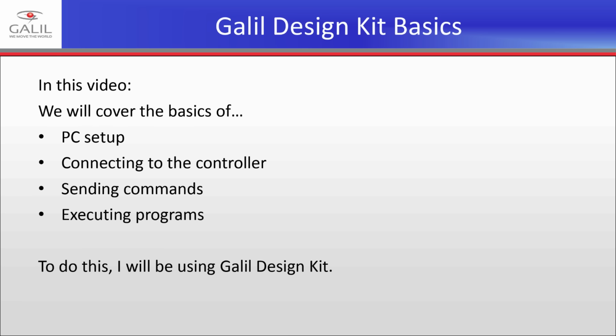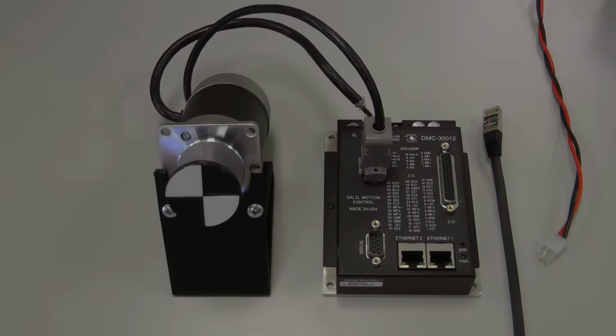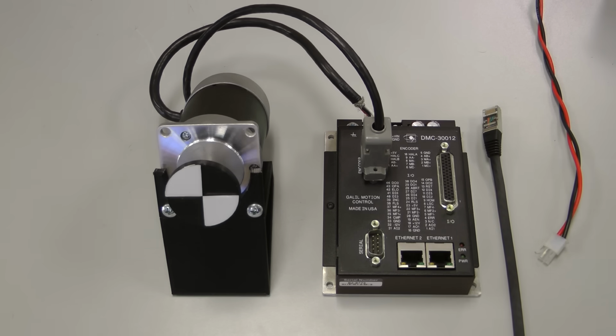In this video, I will be walking you through the first steps of getting a Galil Motion Controller up and running, starting with getting the controller powered on and connected to a PC. Then, we will send some commands to the controller in order to move a motor. And finally, we will download and run a simple program on the controller so that it can run on its own. The controller that I will be using to do this is a DMC30012 single-axis motion controller and amplifier, wired to a brushless servo motor with encoder.